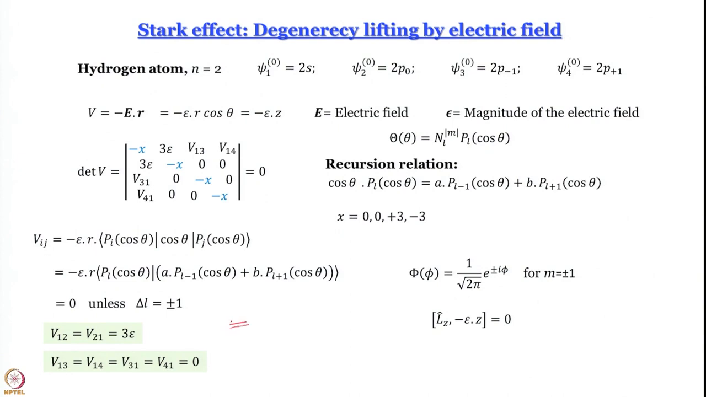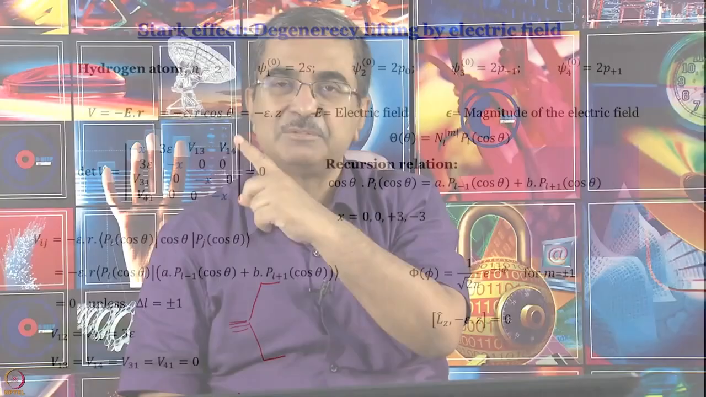Here we had these 4 orbitals: 2s, 2p0, 2p-1, 2p+1. Out of these, 2 are stabilized and destabilized, and I have told you that one of them is 2p+1, one of them is 2p-1. I have told you the direction of angular momentum with respect to the electric field. Now, I would like you to figure out whether plus 1 is stabilized or minus 1.